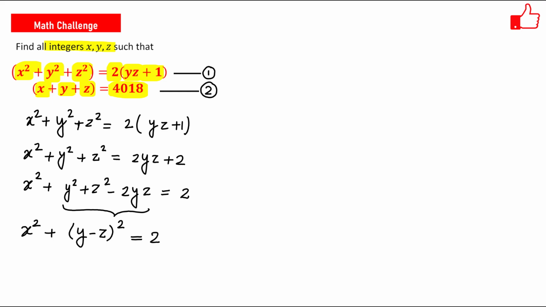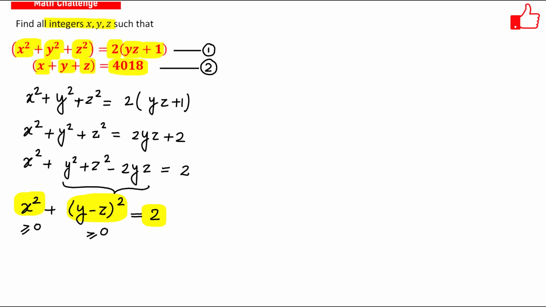Now you see this is a square, so this has to be greater than or equal to 0. This is also a square, also greater than or equal to 0. And it is given that x, y, z are integers. This means x² will be an integer and (y − z)² will also be an integer. So these two quantities are integers, and the sum of those two integers is 1. So we have a very limited number of possibilities.